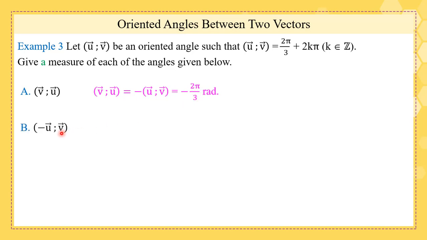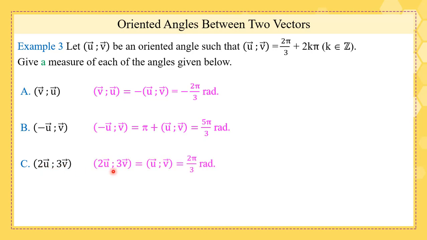Now (minus U, V), also we saw in the properties that to eliminate this minus we add a pi. So (minus U, V) is pi plus (U,V), which is pi plus 2 pi over 3, which is 5 pi over 3. And then (2U, 3V), we saw it also, if we multiply by a positive constant, nothing changes. So (2U, 3V) is the same as (U,V), which is 2 pi over 3.